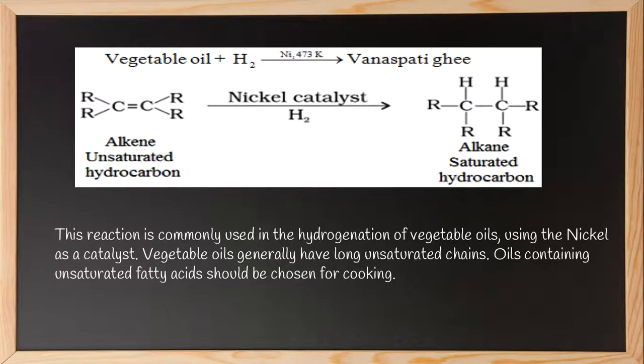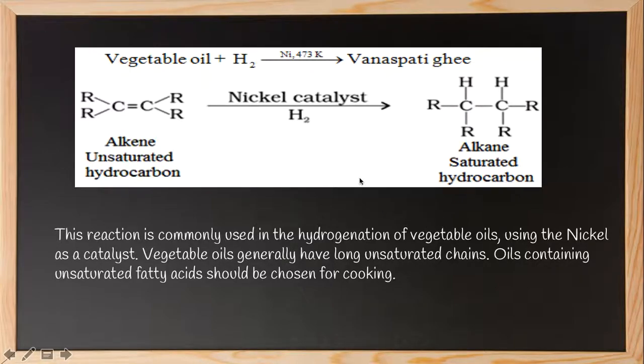So this particular sentence says that these reactions are usually used for the hydrogenation of vegetable oils. Here you can see vegetable oil is an unsaturated hydrocarbon. So these contain a lot of triple and double bonds. So they add up with hydrogen in the presence of nickel at a particular temperature and give rise to saturated hydrocarbons. In this case, vegetable oil adds H2 in the presence of nickel at 473 Kelvin to form Vanaspati ghee, which is a saturated hydrocarbon.